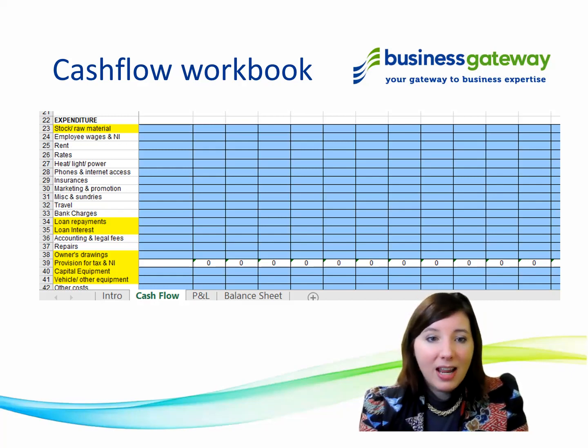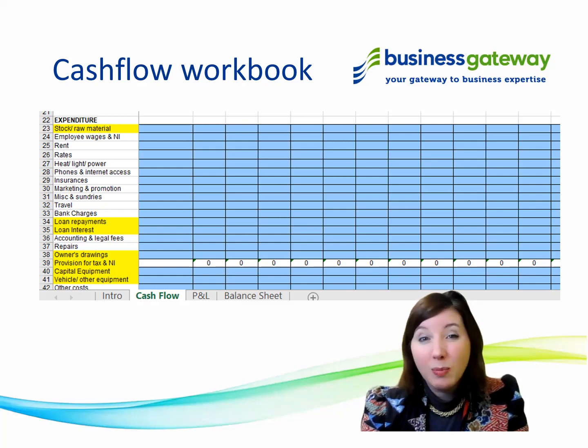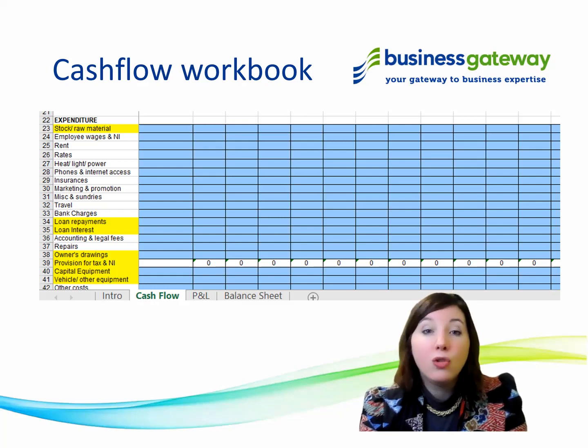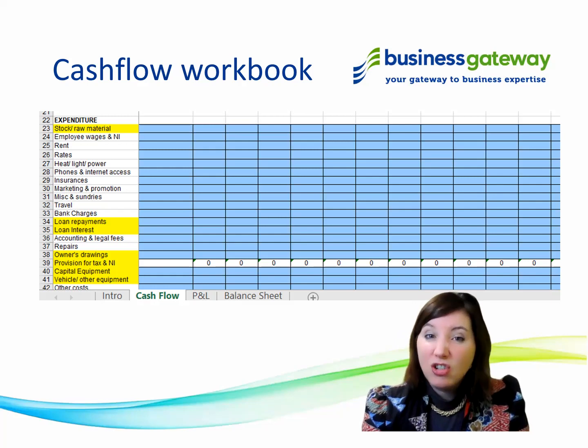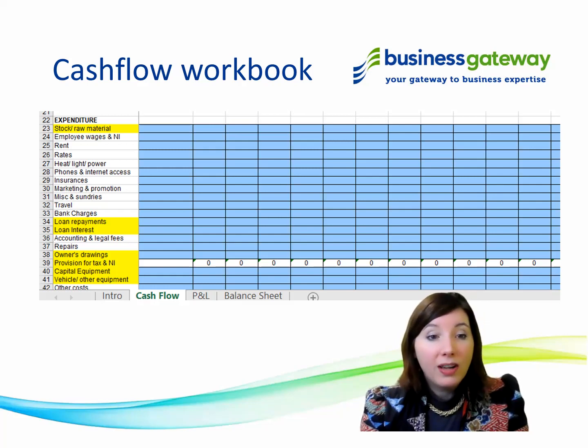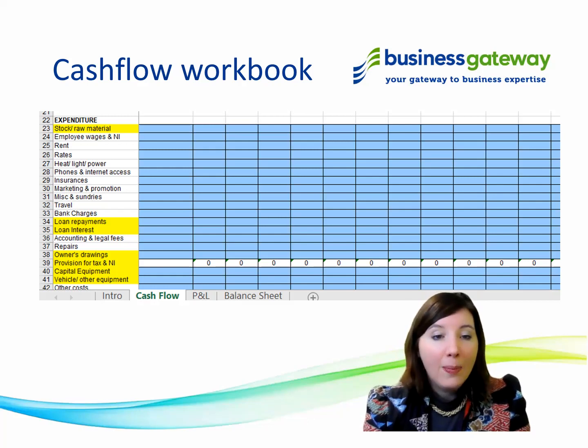Heat, light and power is the next header. So this is basically your electricity and gas costs. It might be that it's a previous property and you're able to speak to the previous landlord or the previous tenant and say, how much did you spend on this? These costs are going up all the time. So if you can be quite generous in your allowances for this, it will serve you in good stead.